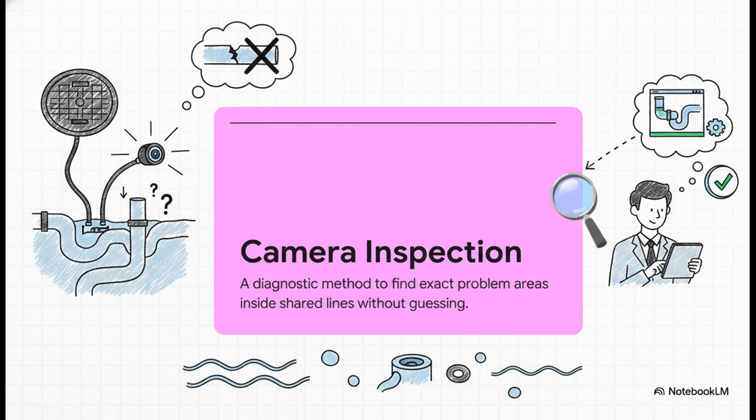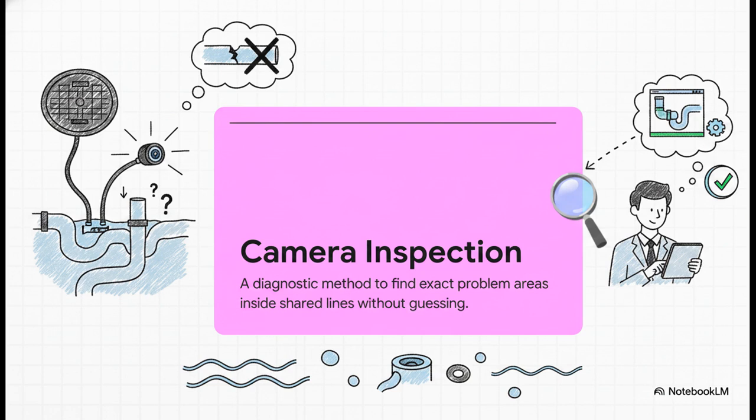A targeted camera inspection is this amazing diagnostic method of using video technology inside shared lines to locate the exact source of a plumbing issue without any of the guesswork. And why does this matter to your bottom line? Because it takes incredibly complex, hidden findings and translates them into plain language with clear visual evidence. Property managers aren't plumbers, right?